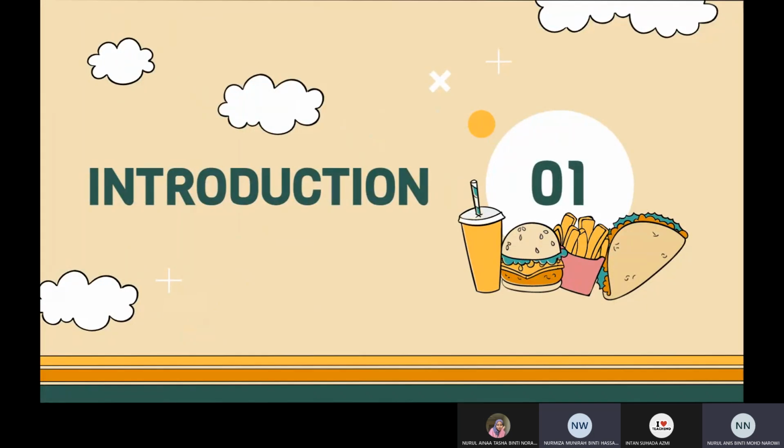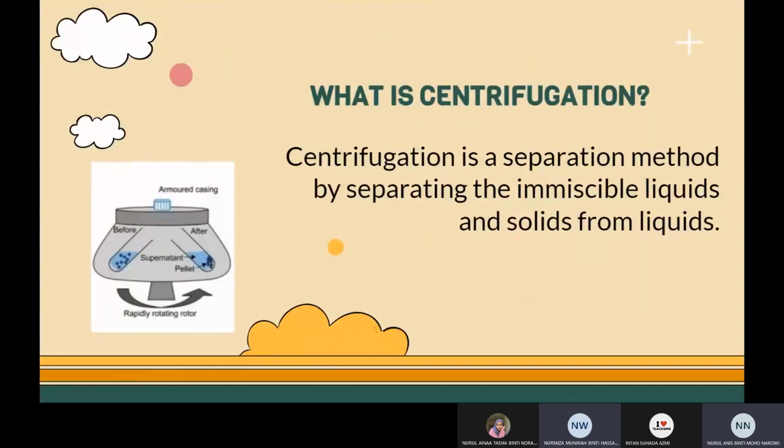So firstly, I will explain about the introduction of the centrifugation process. We need to know the definition of centrifugation. Centrifugation is a separation method by separating immiscible liquids and solids from liquid. The separation process is carried out by the application of either natural gravity or centrifugal forces.